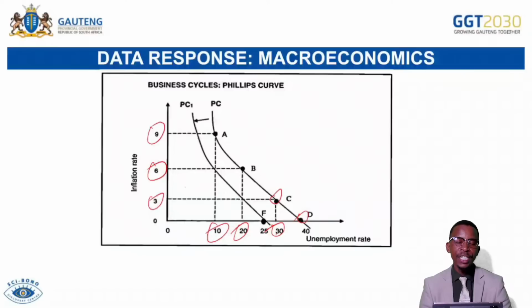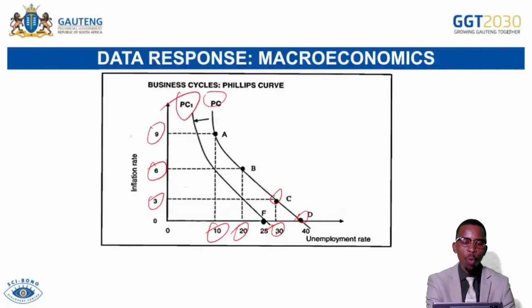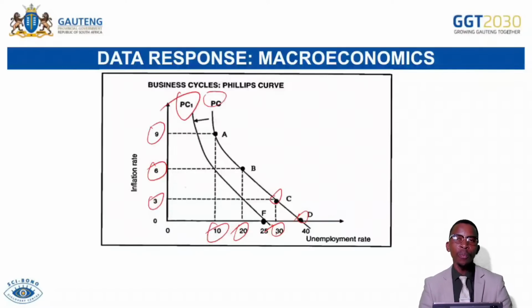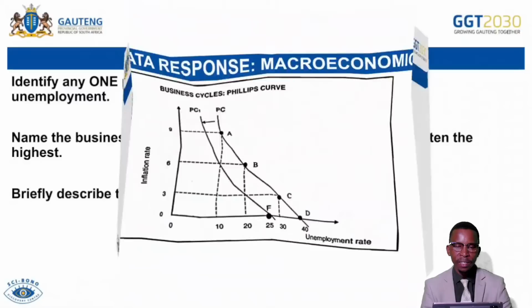So our PC is shifting from PC to PC1. What is causing that? PC is shifting from right to the left because there has been improvement on supply side measures or supply side policies, such as improvement on human resource development or education, that can lead to further employment opportunities because people will become more marketable and employable. So that's our Phillips curve. Then we can see that we also have point F that indicates the new natural unemployment, where there is a shift of PC from PC to PC1 without affecting the inflation rate.